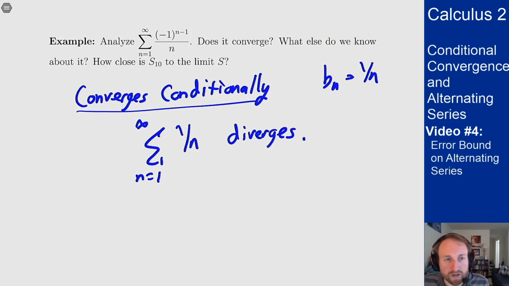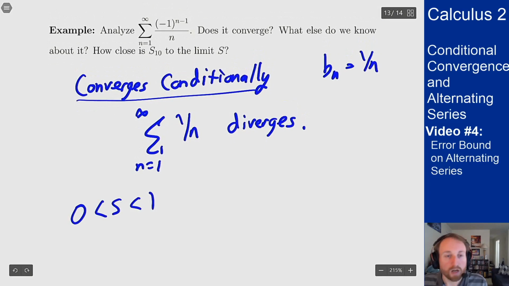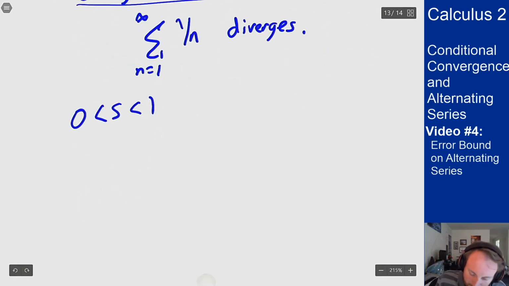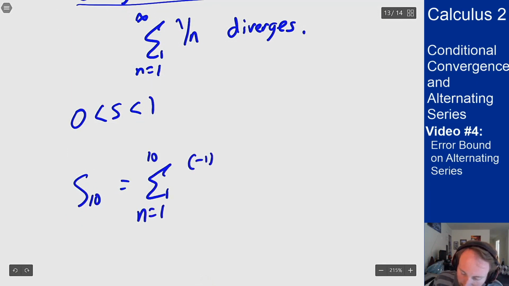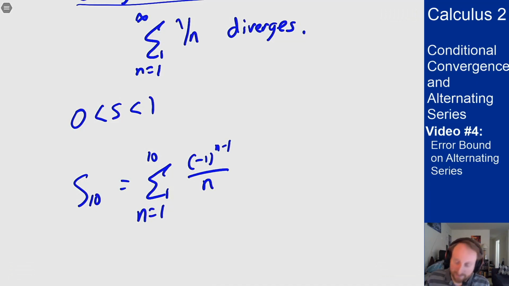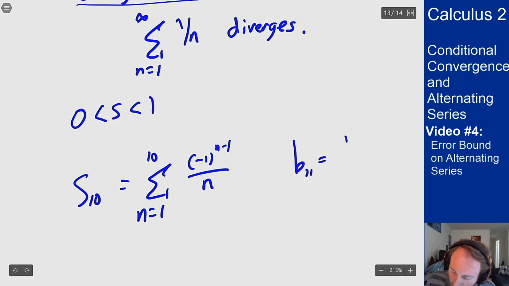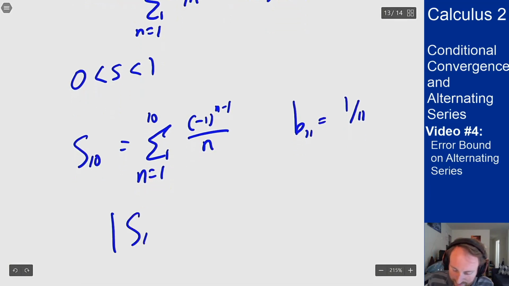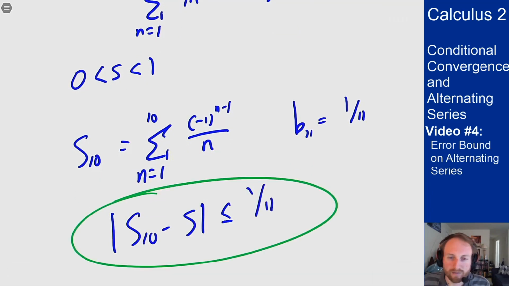What else do we know? We know the limit is between 0 and 1 because 1 is the first term. How close is S10 to the limit? Well, it's off by no more than the first term I leave off by taking S10. Right, so S10 is the sum from n equals 1 up to 10 of negative 1 to the n minus 1 over n. So the first term I leave off is the n equals 11 term, and that's B11, which is 1 over 11. What the error bound tells me is that the difference between S10 and S is no more than 1 over 11. And that's what I get for the error bound.